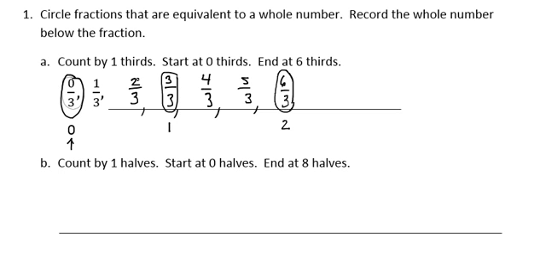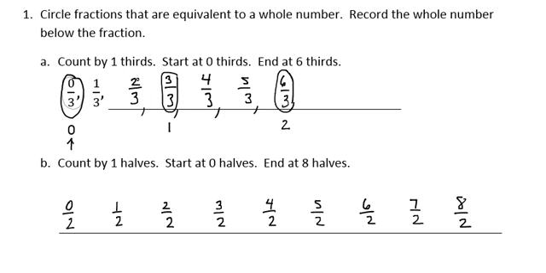I'm going to do the same thing on question B. This time I'm going to count by halves, and I'm going to end at 8 halves. So there's my list of halves going up to 8 halves. And again, I'm going to circle the fractions that would be equivalent to whole numbers. I'll start with 0 halves because that's the same thing as 0. Then I'm going to jump to 2 halves. That's the same thing as 1 whole. It takes 2 to make a whole, and I have 2.